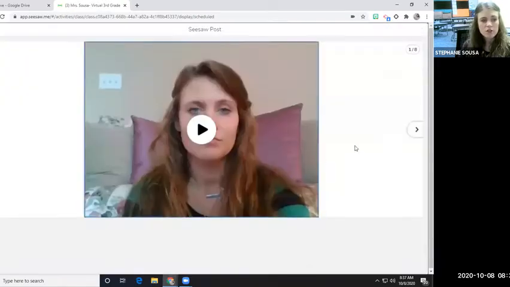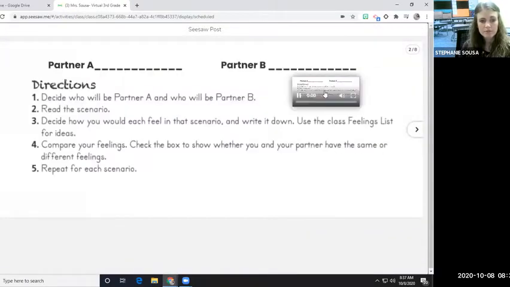Here are the directions for what you're getting ready to do in your breakout room. Step 1. Decide who will be partner A and who will be partner B. Write the names on the list above. Step 2. Read the scenario on the slides that are shown. Step 3. Decide how you would each feel in that scenario and write it down. Use your class feelings list for ideas. Step 4. Compare your feelings. Check the box to show whether you and your partner have the same or different feelings. Step 5. Repeat for each scenario.